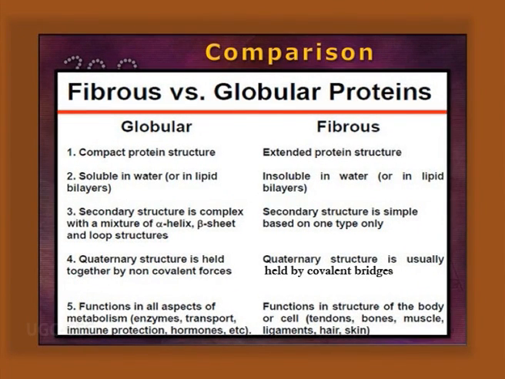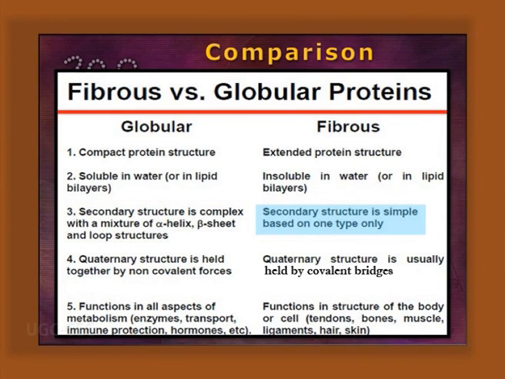Next, comparison between fibrous and globular protein. Globular protein have compact structure, compact fold, but in case of fibrous protein, it is an extended structure. Globular protein are soluble in water, but fibrous protein is insoluble in water. In case of globular protein, different types of secondary bonds are present. Different types of secondary bonds means we can find alpha, beta, they are getting held together, different secondary structures are present.